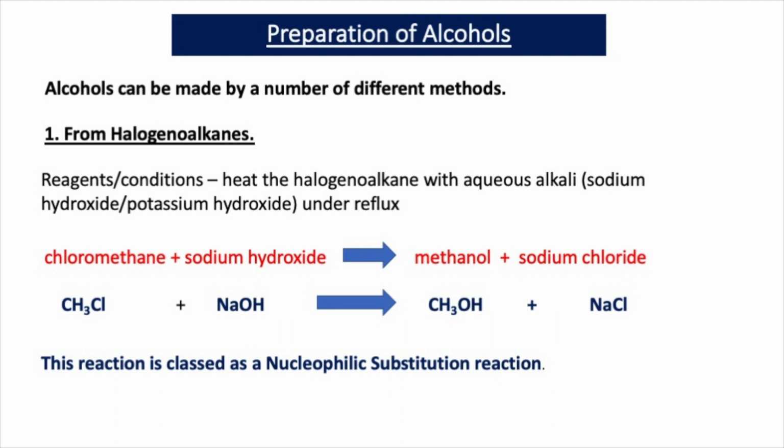So if we have chloromethane and sodium hydroxide, we make methanol and sodium chloride. And this reaction is a nucleophilic substitution reaction. And in the reaction, the OH swaps with the halogen atom. So here we have CH3Cl plus NaOH makes CH3OH and NaCl, and all that's happened is the OH has swapped with the Cl.